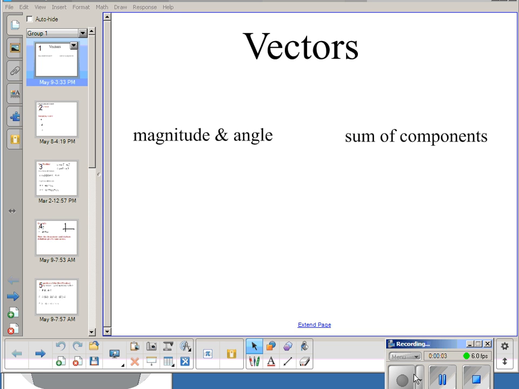All right, so today we're going to look a little bit more at vectors, some operations on vectors, and in particular, the dot product of two vectors. So first we're going to start by saying how can we represent vectors really quickly.